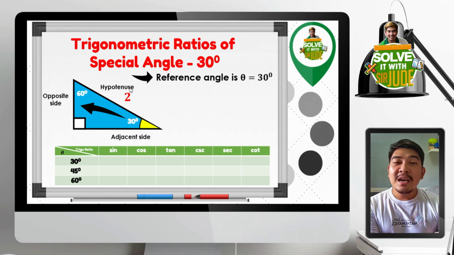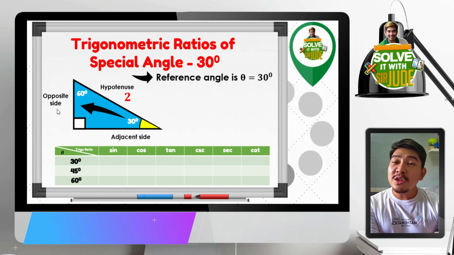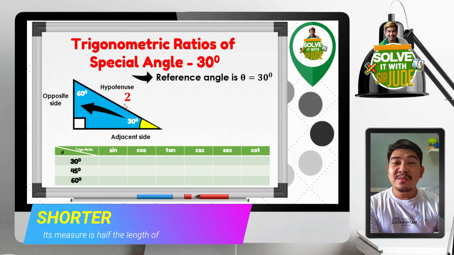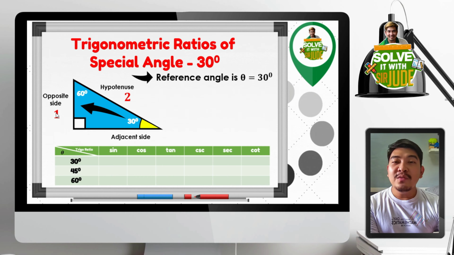If we are going to let the hypotenuse be equal to 2, what will be the length of our opposite side? Remember, ang opposite side natin dito will be the shorter leg. So to get the shorter leg, we just need to divide the hypotenuse by 2 or get its half. 2 divided by 2 is 1. Therefore, the opposite side is 1 unit.